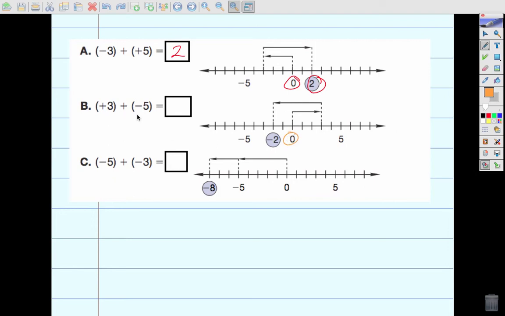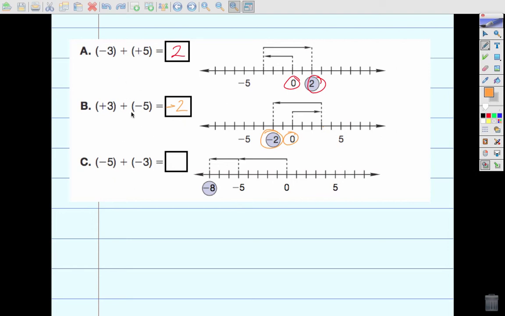So I'm always going to start at 0. My first number is a positive 3 this time, so I'm going to go to the right 3: 1, 2, 3. And then I'm adding a negative 5. Because my 5 is negative, I'm going to go the opposite way: 1, 2, 3, 4, 5. So my answer there is going to be negative 2.